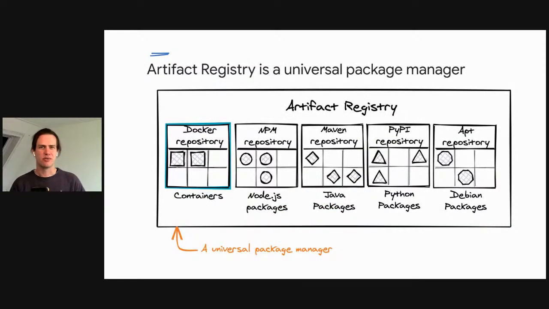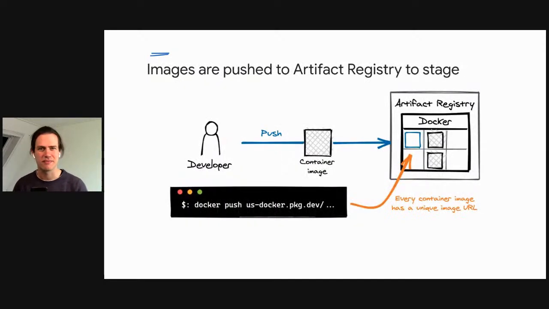Hold on, what's Artifact Registry? It's a new service on Google Cloud. It's a fully managed service, and it was formerly known as Google Container Registry, or GCR. But Artifact Registry is more. It's a universal package manager. And you can use it to privately host container images, Node.js, Java, Python, and even Debian system packages. So to host your container images, you create a Docker repository. And Cloud Run can pull container images from that and then deploy. So let's take a look at how that works.